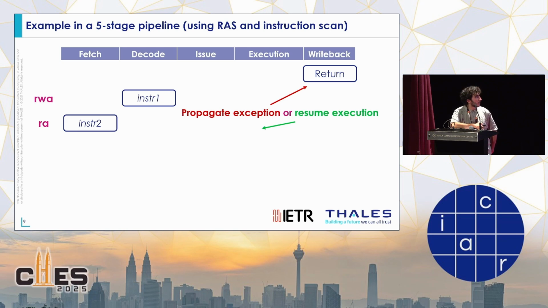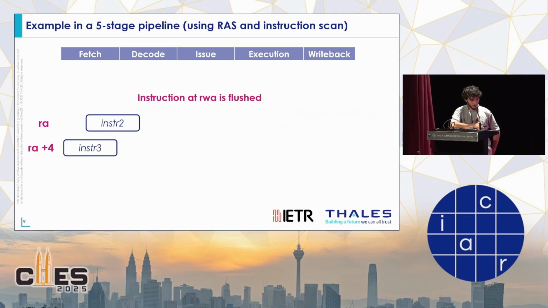And depending on the result, either we have an error, so the instruction at RWA wasn't a call, and we propagate an exception to the return address. Or, in the other case, we resume execution. So in the next cycle, the instruction at RWA is flushed. We don't want to execute it again. We don't want to execute the call instruction or whatever was at this address. And we resume execution at the return address, so we preserve the program.